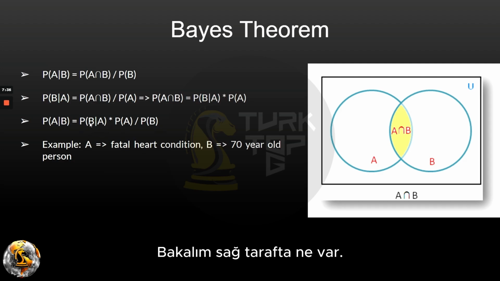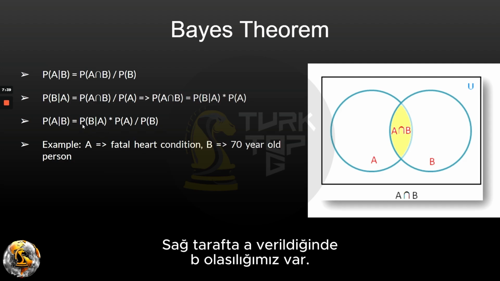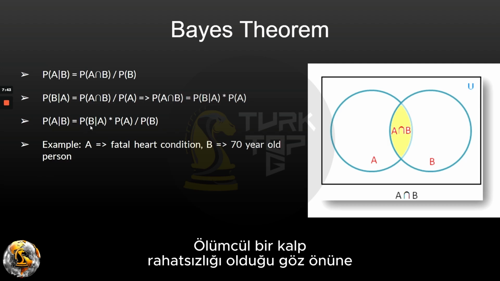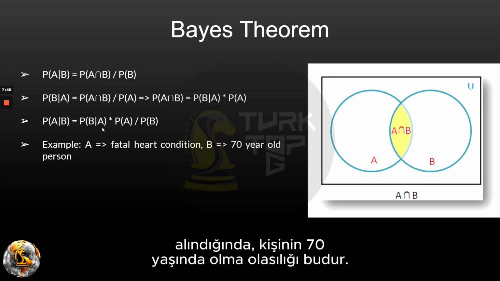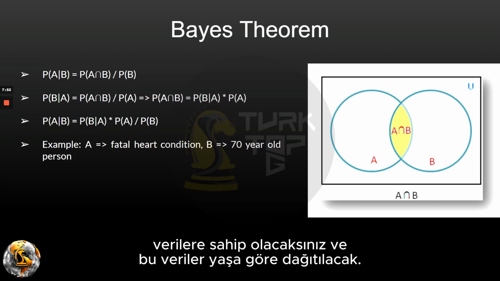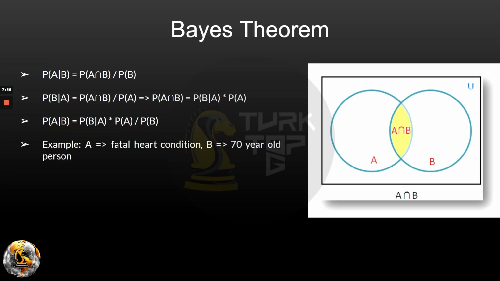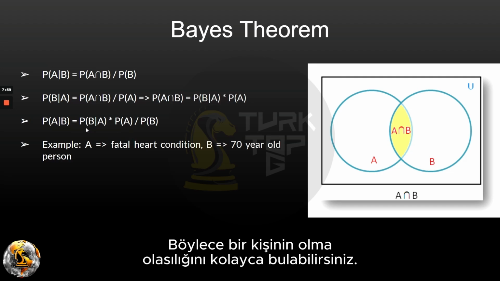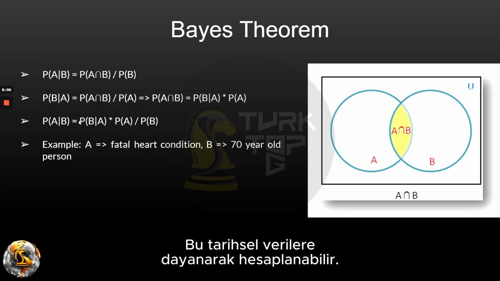Let's see what's on the right side. On the right side, we have probability B given A. That's the probability that the person is 70 years old, given that they have a fatal heart condition. Now, in the real world, you would have data on people who get heart conditions, and that data would be distributed based on age. So you can easily find the probability of a person being 70 years old, given that they have a fatal heart condition, right? That can be calculated based on historical data.